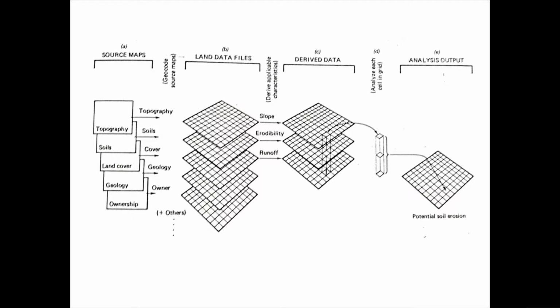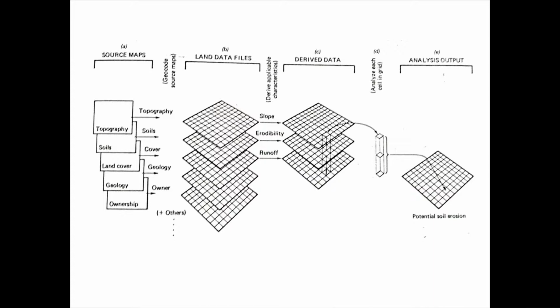Suppose in each of these boxes you have different features. Suppose you have different features and soil. In some of these you have a particular type of soil, in some of these you have another type of soil. So you will have all these land data files, and from these files you can derive some data about the slope of the ground. From the topography map you can identify the slope of the ground. Using the soils and the land cover you can find out the erodibility of that particular site. Then based on the geology, rainfall data, etc., if you merge that you can get the runoff of the ground. All this data you can collect, isn't it?